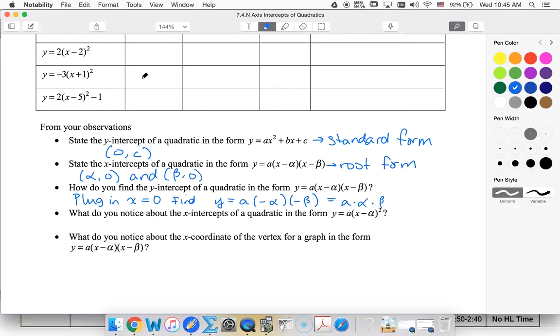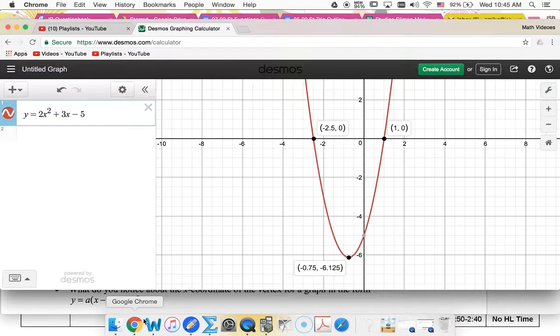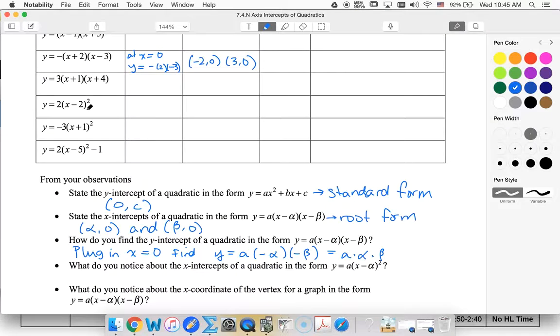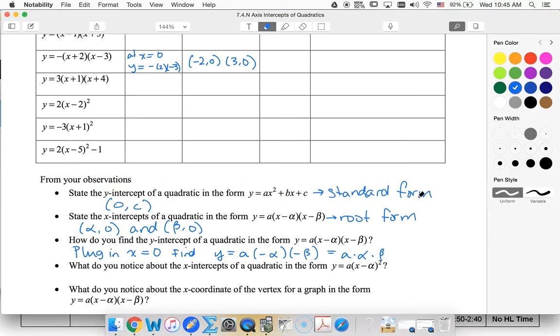If I have a quadratic that's in this form, so let's look at that one. That was 2 times (x minus 2) squared, I believe. Yep. So notice I have only one x-intercept, and that's because my vertex is on the x-axis. So if I'm in this form, I have only one x-intercept, and it's equal to the vertex.